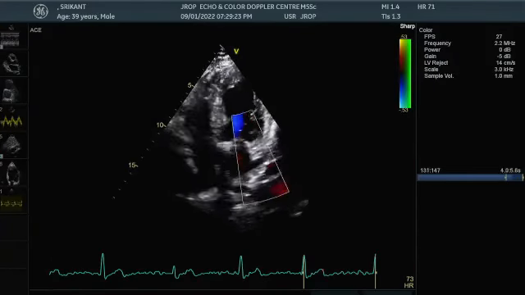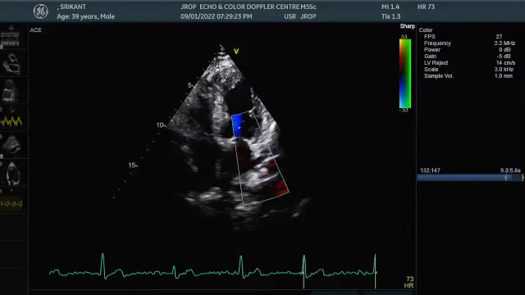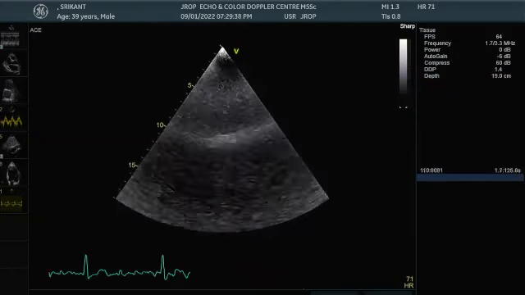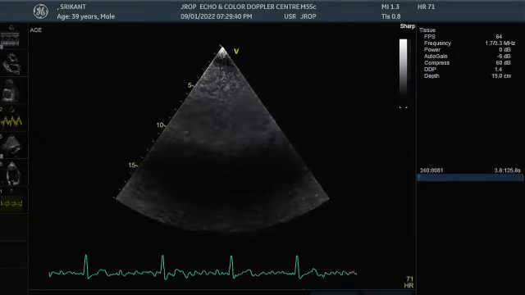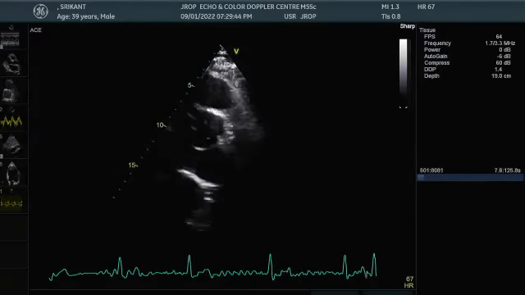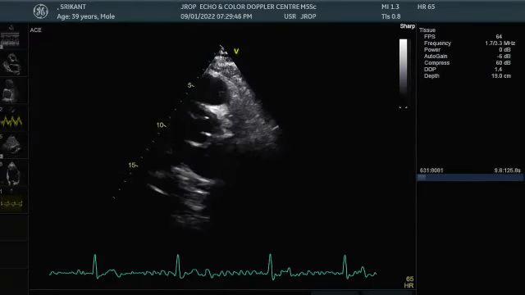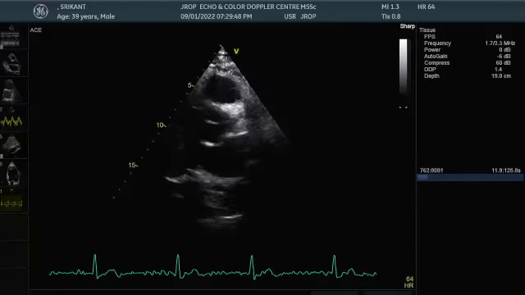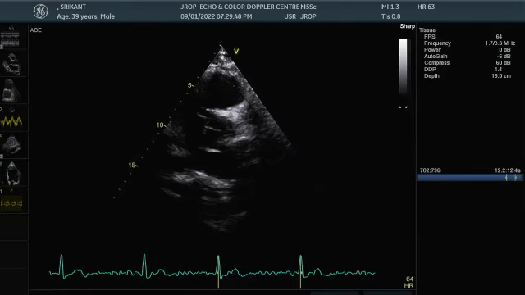So this is my LA appendage over here. There should not be any color flow. Be sure about it. Correct? But the best way of looking at the LA appendage is to go to the short axis view. From the aortic valve, as you come to the papillary muscles, you are able to see a good LA appendage. This is an LA appendage.